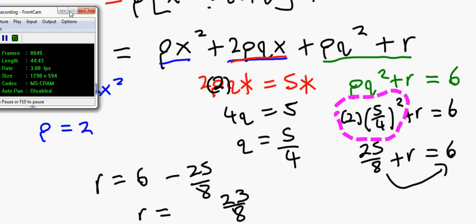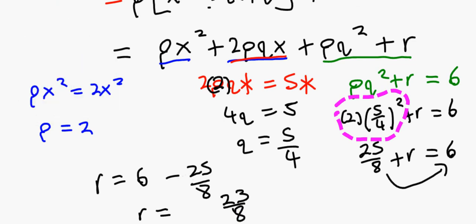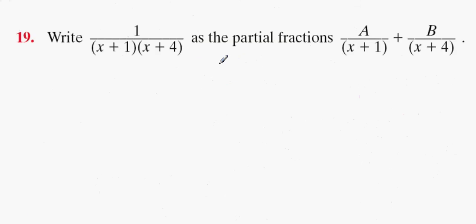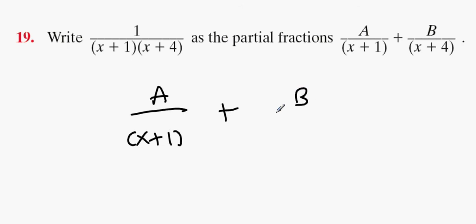Okay, so next part. Write 1 over x plus 1, x plus 4 as partial fractions. Okay, so to do this, what we first do is get common denominators with the bottom, right? So a over x plus 1 plus b divided by x plus 4.